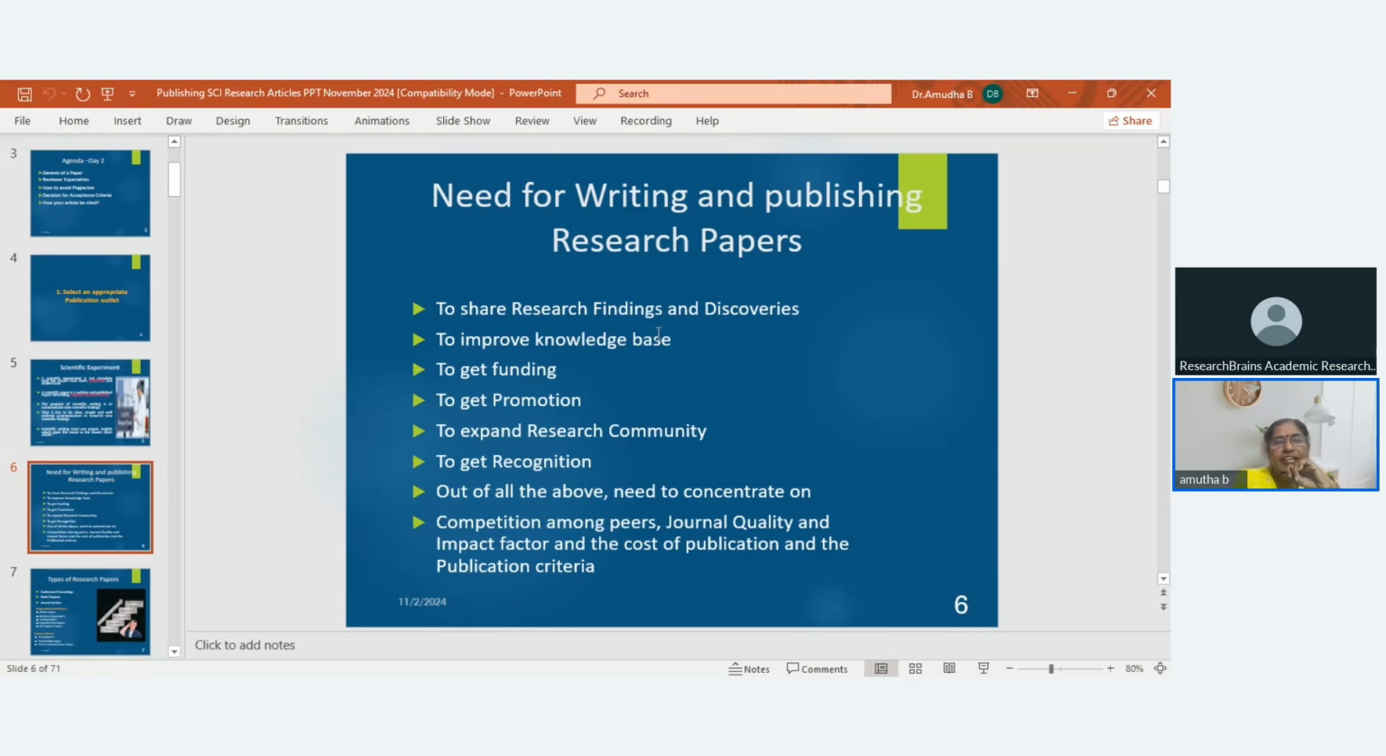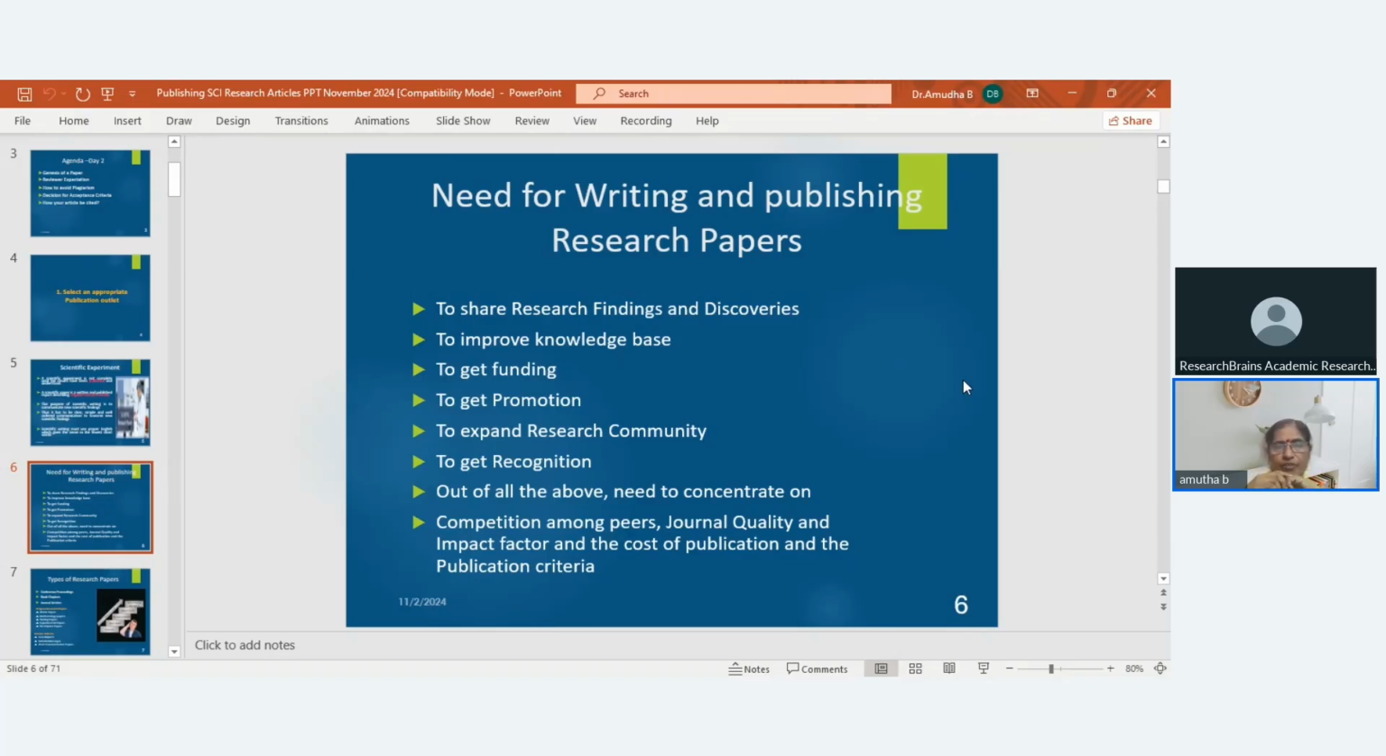So our research findings and discoveries, we want to share with other people, the human community, and then improve the knowledge base. Whoever is interested in the same domain, we can communicate with each other, find out their interests, connect with each other, and come out with some good results. And to get funding, because government and private organizations are able to provide a lot of funding. We may not have that much funding to execute a project work, a product or an experiment. In that case, we will be getting some funding.